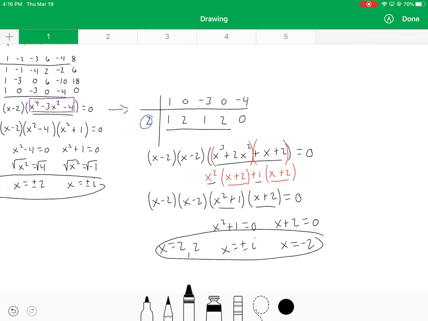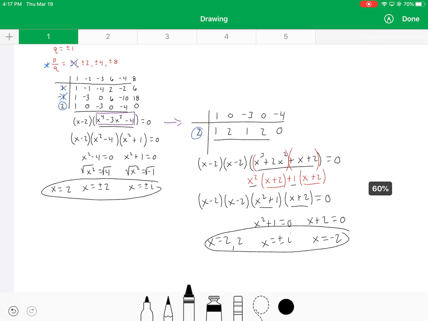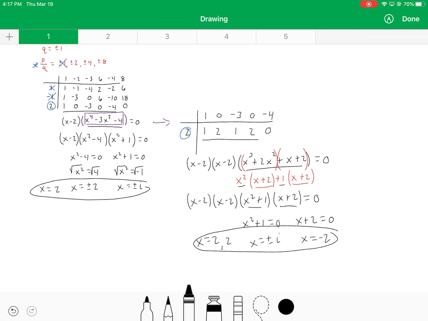Okay. Now, maybe you didn't see that the cubic up there grouped. If you didn't see that, then you could try P's and Q's a third time, and that should have led you to negative 2 working. And then from there, you can get to the plus or minus i. All right, so hopefully that helps you guys with the rational zero theorem a little bit more.